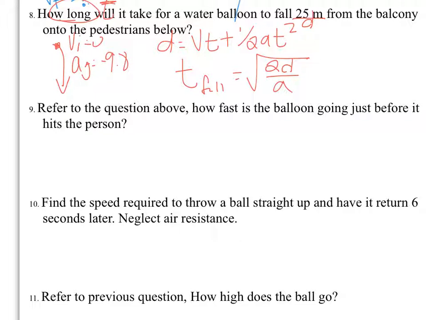Okay, remember that 0 times anything is 0. So that beginning part cancels out. And I'm left with 1/2 AT squared if I choose to use that equation.